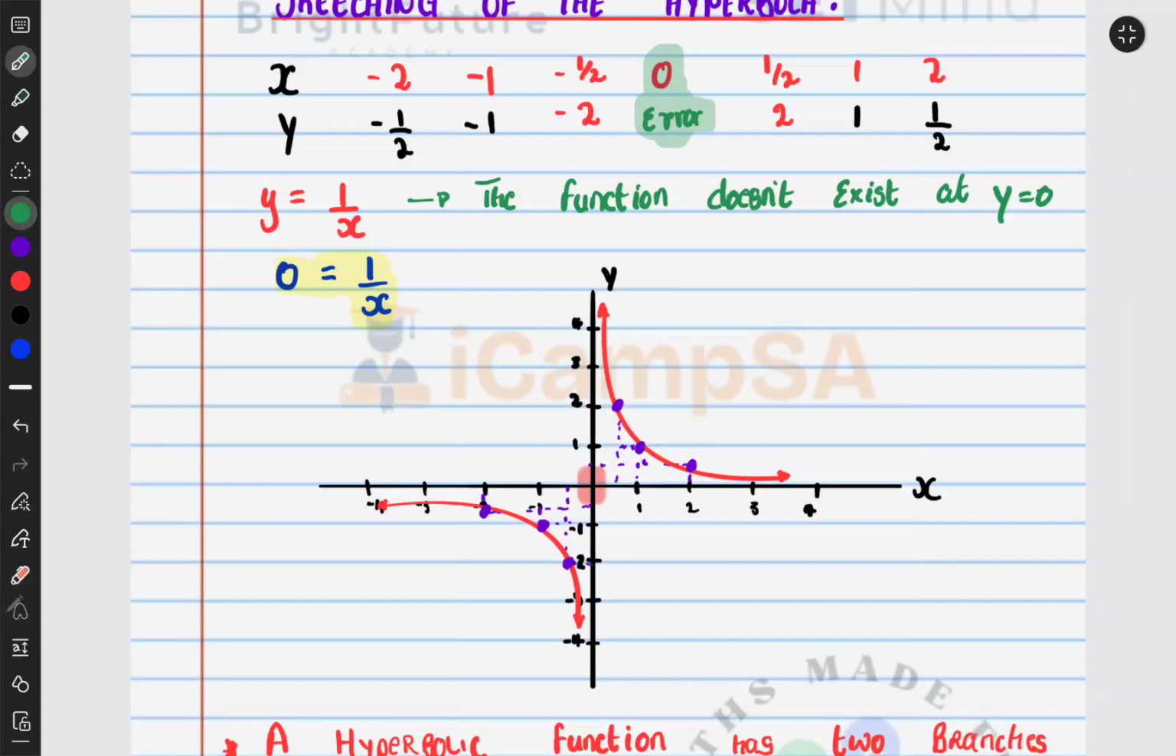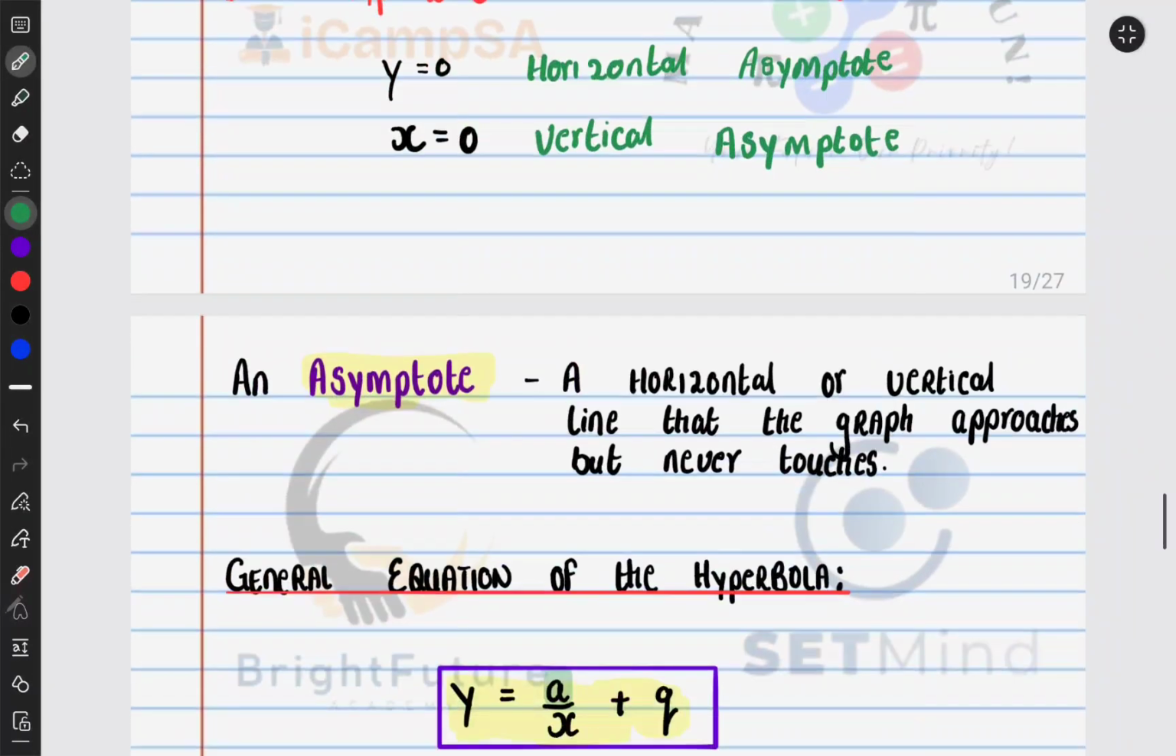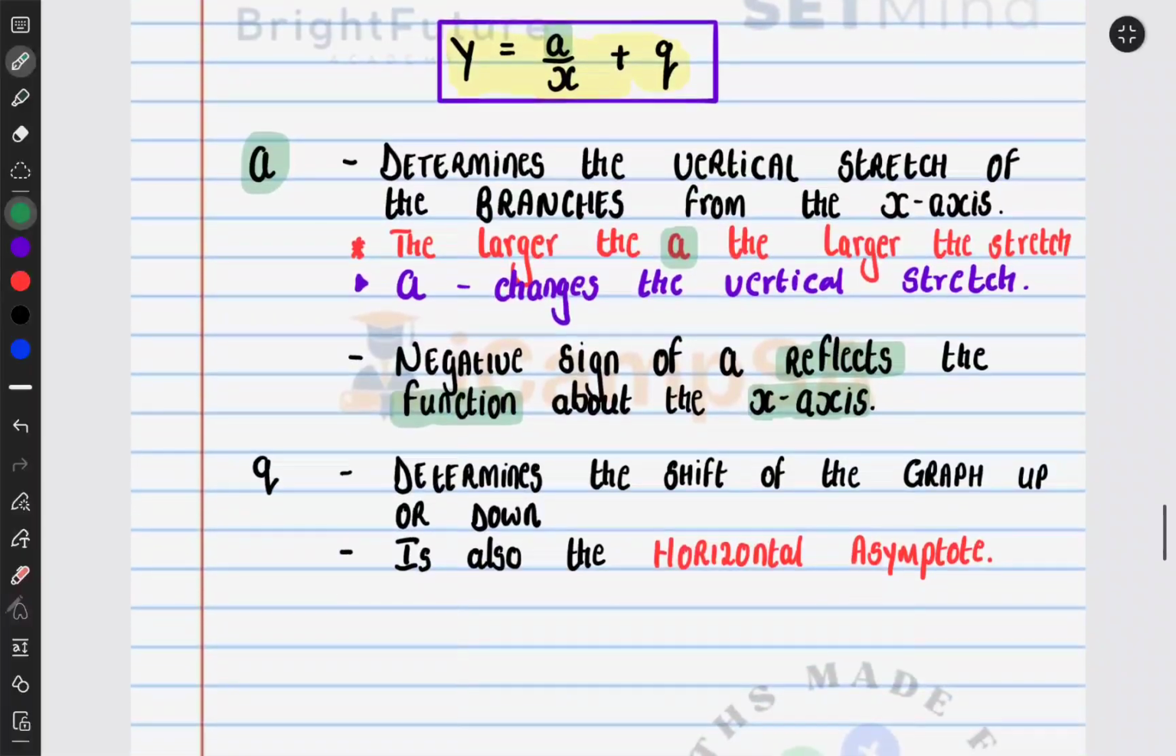You will see that you will end up having a function that is located now in these two quadrants, because they have been flipped about the x-axis. So the negative sign of a reflects the function about the x-axis.